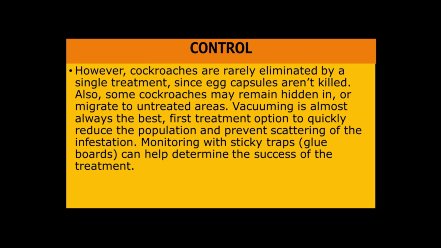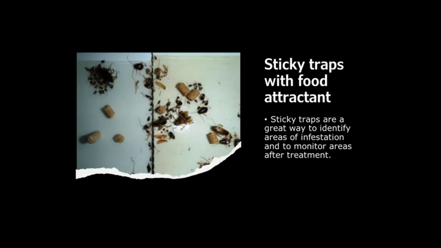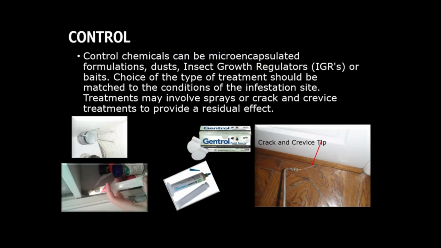Vacuuming is almost always the best first treatment option to quickly reduce the population and prevent scattering of the infestation. Monitoring with sticky traps or glue boards can help determine the success of the treatment. Sticky traps with food attractant. Sticky traps are a great way to identify areas of infestation and to monitor areas after treatment.